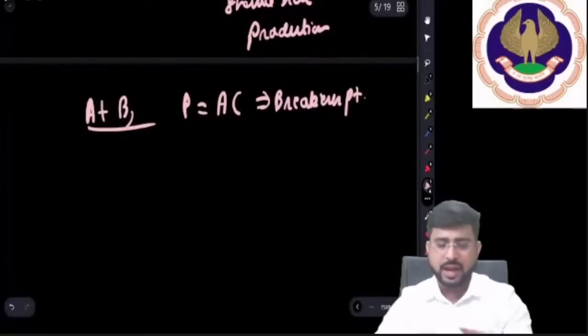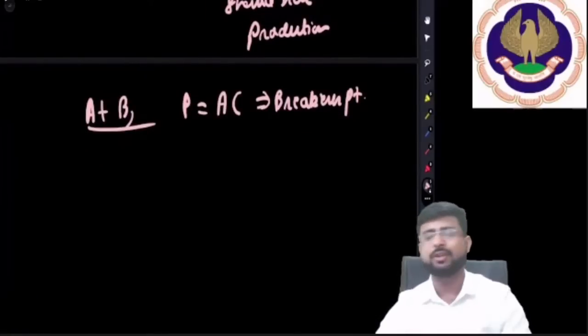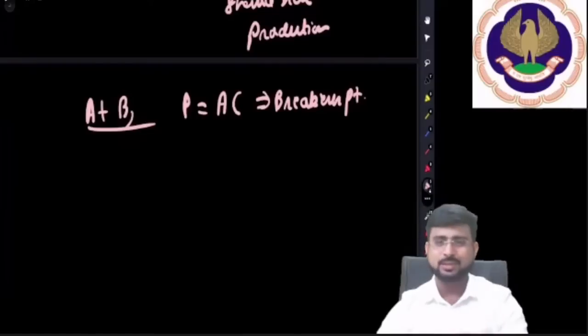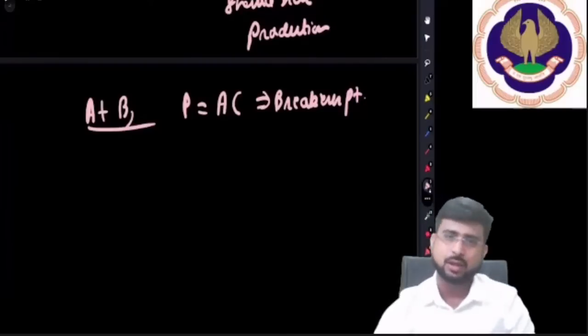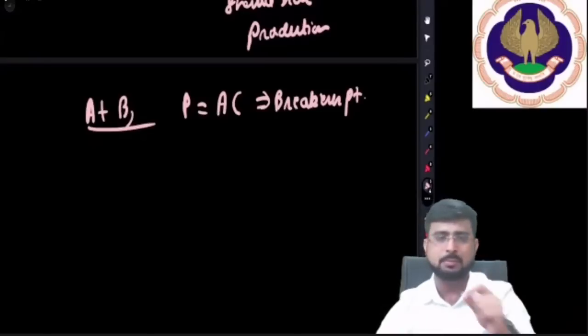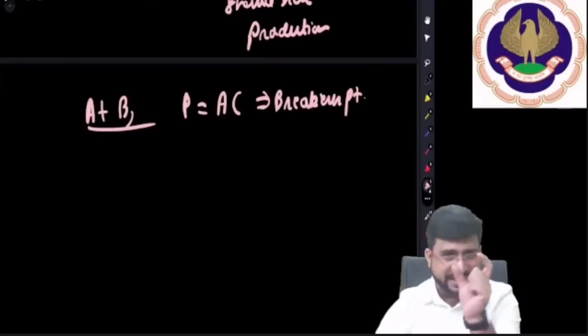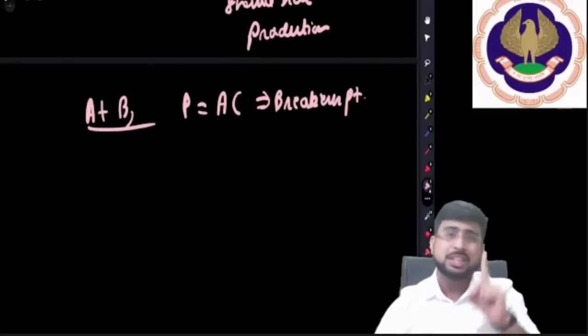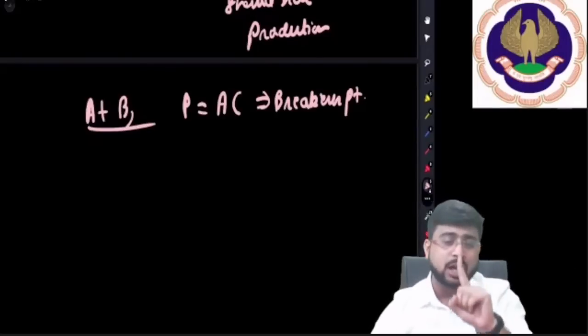So yes, at point B, price is equal to average cost. That's the break-even point. And my lovely friends, please remember one thing: price equal to average cost indicates the break-even point. Remember, shutdown point and break-even point are different things.